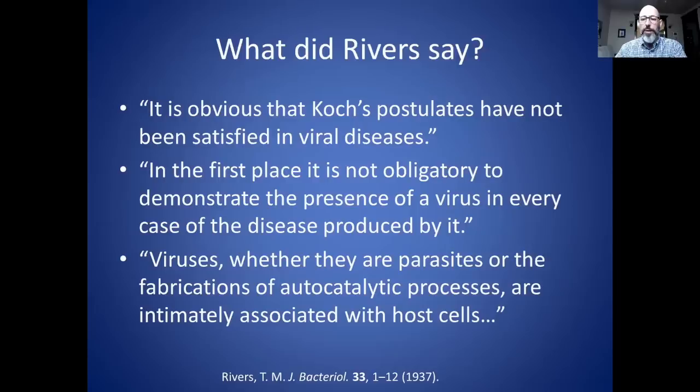He said, "It's obvious that Koch's postulates have not been satisfied in viral diseases." Now, granted, this was in 1937, but up to that time, that was certainly as true as it is today. He also said, "In the first place, it is not obligatory to demonstrate the presence of a virus in every case of disease produced by it." Now, I really don't understand the reasoning behind this, because if the virus is not present, then how could you say it caused the disease? But once again, I'll accept these criteria since this is what the authors laid out.